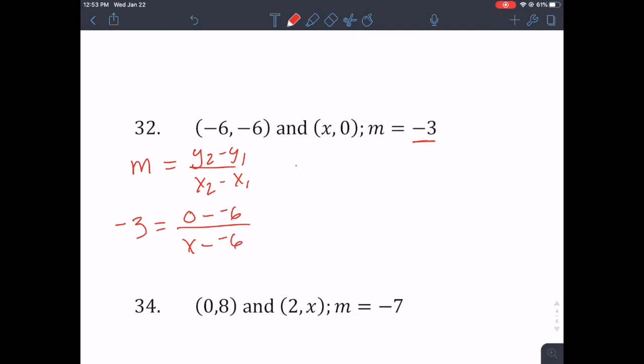So let's clean that up. That's negative 3 equals, on top, it's just 6. On the bottom, x plus 6. So it's not as easy to multiply by this denominator, but we're kind of going to do that, because if we look at this as negative 3 over 1, what we could do here is find the cross products.